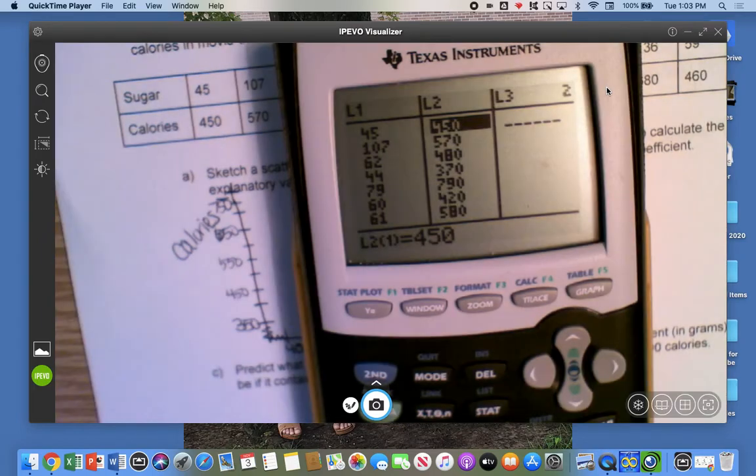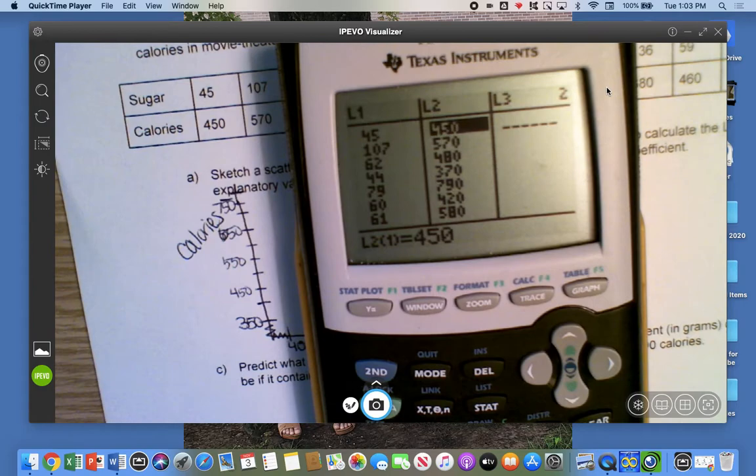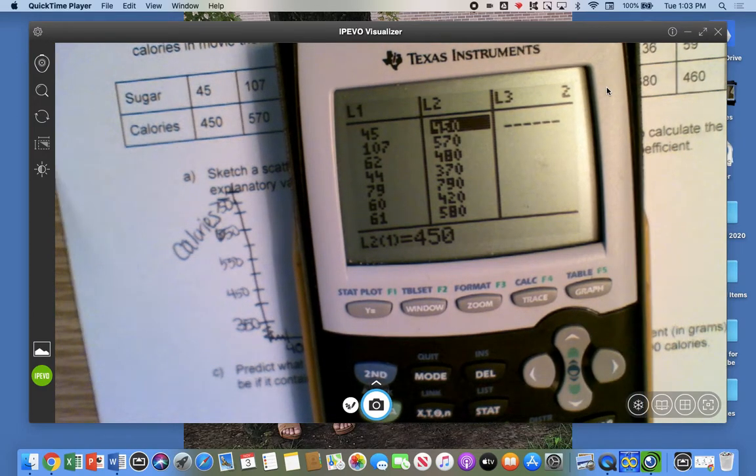Alright, so once you have your scatter plot made, we need to get all of those typed into the calculator.